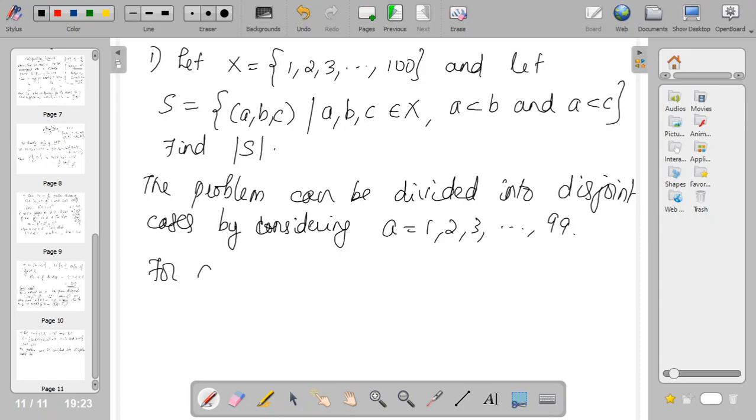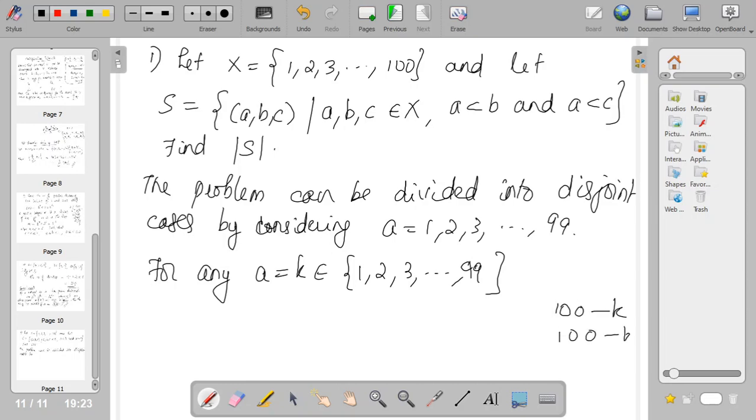Now for any a equal to k belongs to 1, 2, 3, etc., 99. Let us now generalize what we just said. So if a is taking a particular value k, then b and c can take 100 minus k values. So b can take 100 minus k values, and similarly c can also take 100 minus k values. So for any a equal to k belongs to 1 to 99.